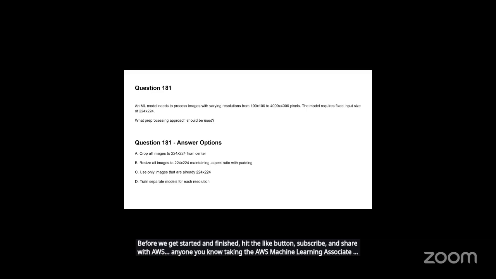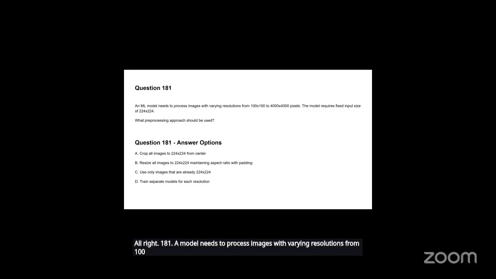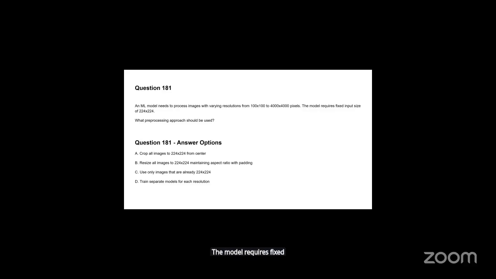All right, 181. A model needs to process images with varying resolutions from 100 by 100 to 4000 by 4000 pixels. The model requires a fixed input size of 224 by 224. What pre-processing approach should be used?